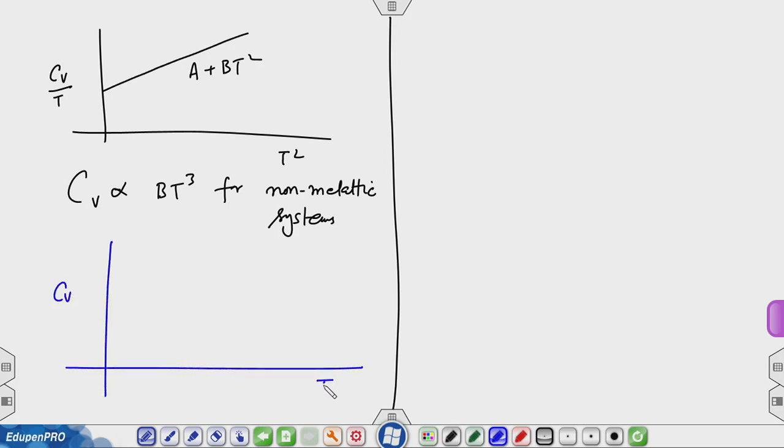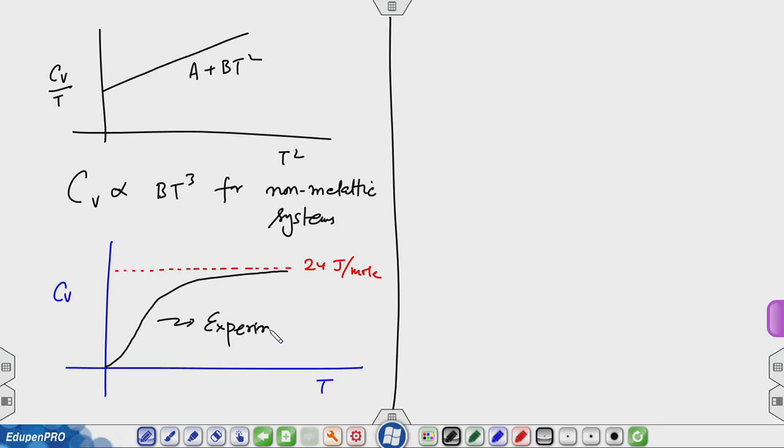So, if I were to plot it again, CV versus T, I have Dulong-Petit about 24 joules per mole, and I have the experimental graph which goes to 24 joules, but then goes to 0 as T goes to 0. This is experimental. So, why the difference?